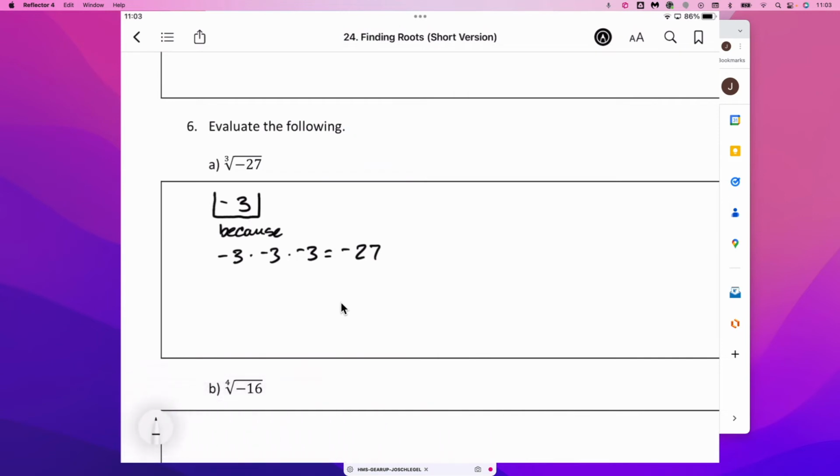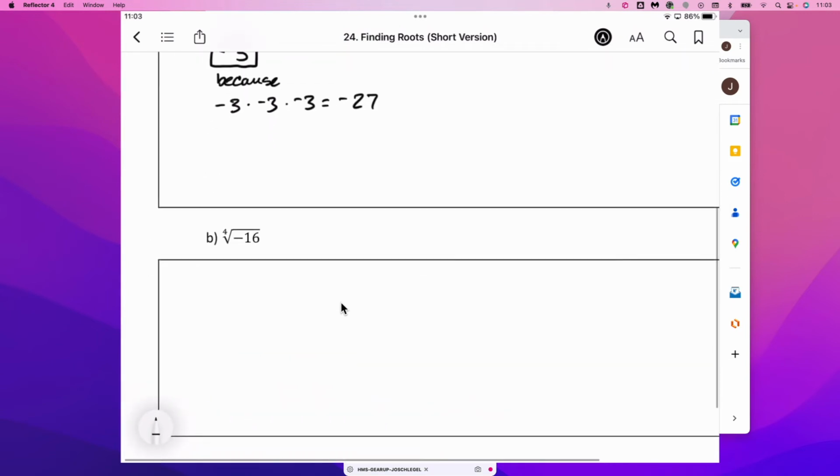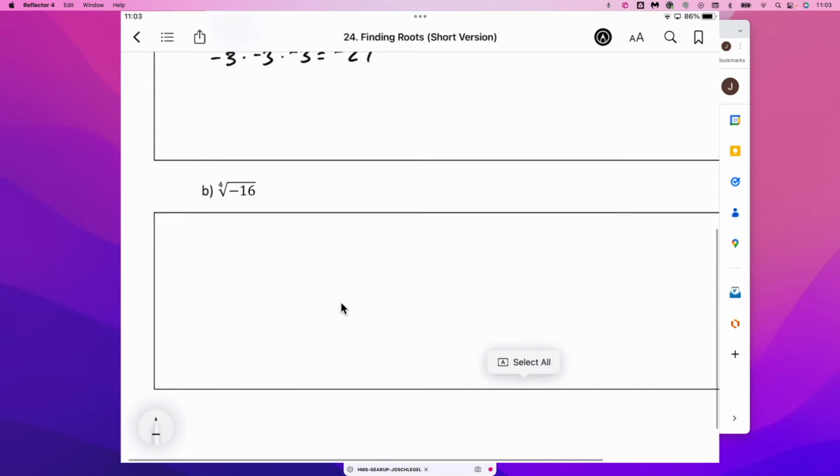Next, what we're looking for is a number that would end in a negative number if we multiplied things together. So let's play with signs a little bit.